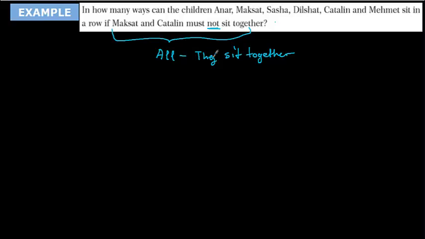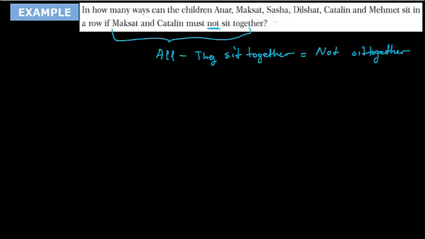Okay, let's continue with this group. Here, in how many ways can children Anar, Maksat, Sasha, Dishat, Katalin and Mehmet sit in a row? Maksat and Katalin must not sit together. This part is important because there is a negation here. Here the important thing is this is not, and we can find it from all: all minus when they sit together. So from all, when you subtract when they sit together, it means that you are going to find when they do not sit together.